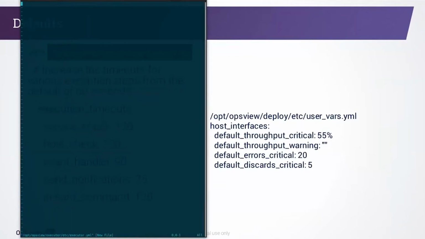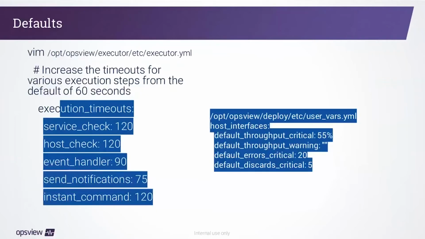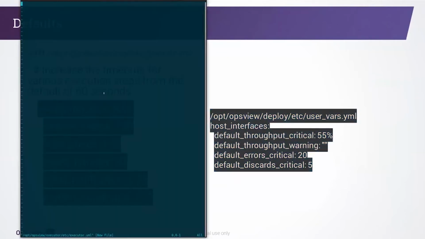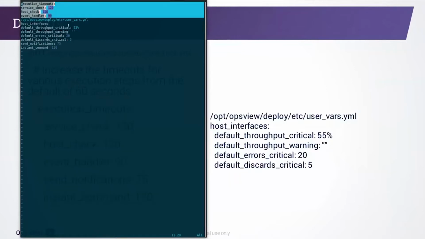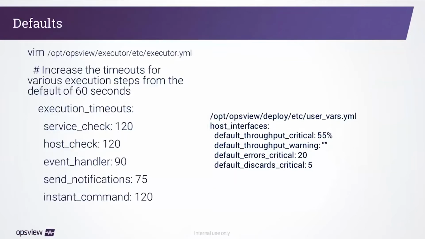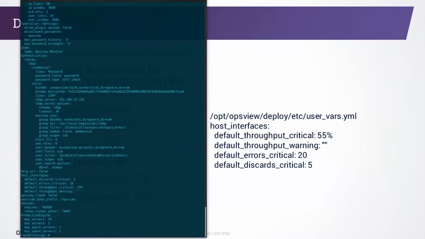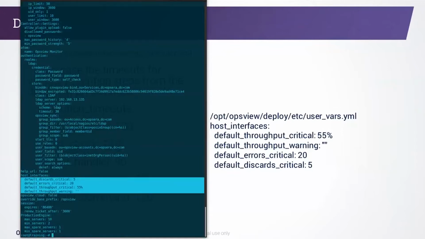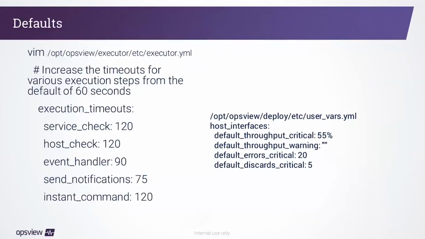So we've got this executed.yaml file, and I could just add these directives to this file. I think the pasting is going to go a bit strange there, but I would add these directives to this file, and that would automatically apply these settings to all of my service checks and my host checks. I can also do the same for SNMP host interfaces, and we saw that in this file. I've got my host interfaces here, and we can set that globally by adding these thresholds to this file here.